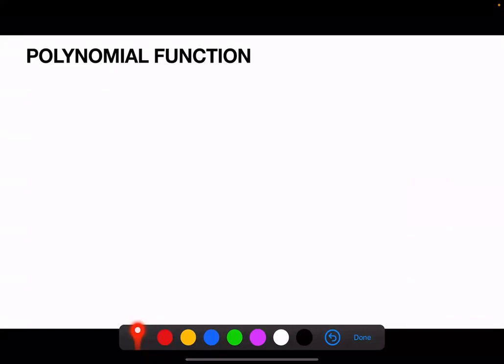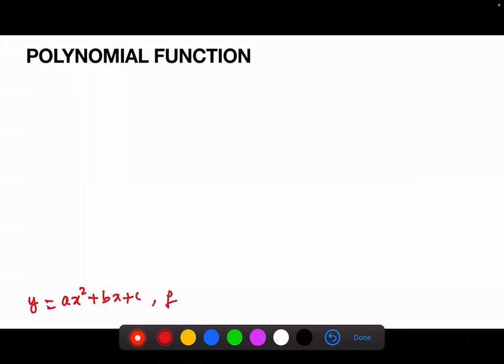Polynomial function. You studied polynomials, right? An example of a polynomial is your quadratic function, ax square plus bx plus c. Now those things we will study as functions. So basically y is equal to ax square plus bx plus c. Now it has become a function.